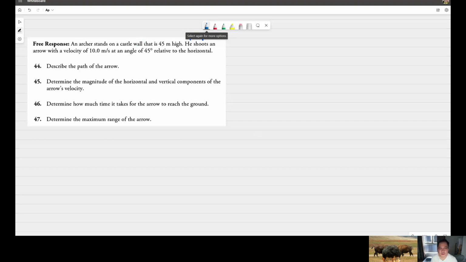On a castle wall that is 45 meters high. This is a castle wall. A castle wall like this, defending. If you watch a movie like The Lord of the Rings or recently Game of Thrones, there are archers standing on a castle wall shooting arrows, and the height of the wall is 45 meters, extremely tall. Normally it's like 10 or 20 meters, but this is a really strong stronghold, a great castle. Shooting an arrow at an angle of 45 degrees. Okay. Compare the height. Let's try the board again.